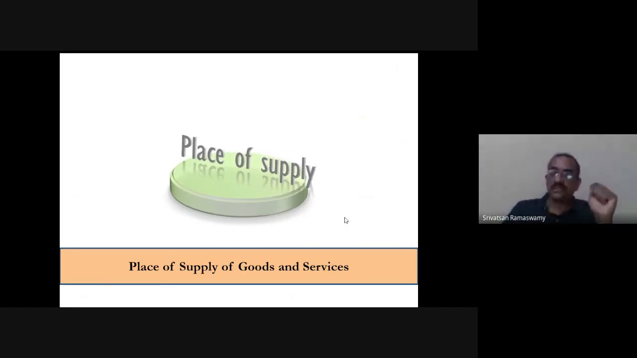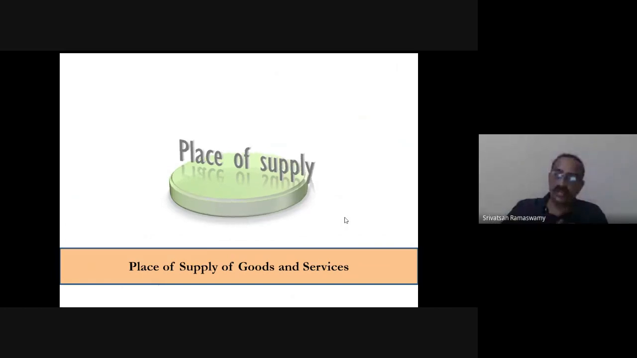Now let us assume a situation where I am supplying goods from Chennai to a person in Bangalore. Here the goods terminate in the hands of the consumer. The goods are consumed, you can say. I can also use that word. Services are also consumed, goods are also consumed. So the goods are consumed at Bangalore.